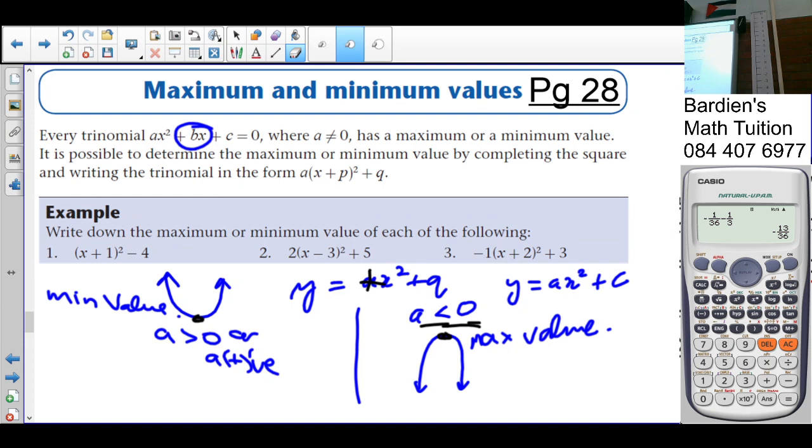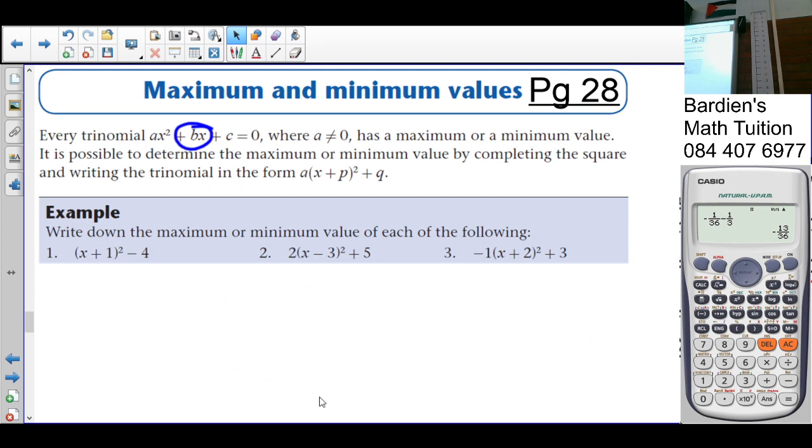Now, we are told that every trinomial ax squared plus bx plus c, where a is not equal to 0. If a is 0, then this won't be a trinomial anymore, you would have had just bx plus c. So we have to say a can be any value besides 0. It has a minimum or a maximum value. It is possible to determine the maximum or minimum value by completing the square and writing the trinomial in the form a open brackets x plus p whole squared plus q.